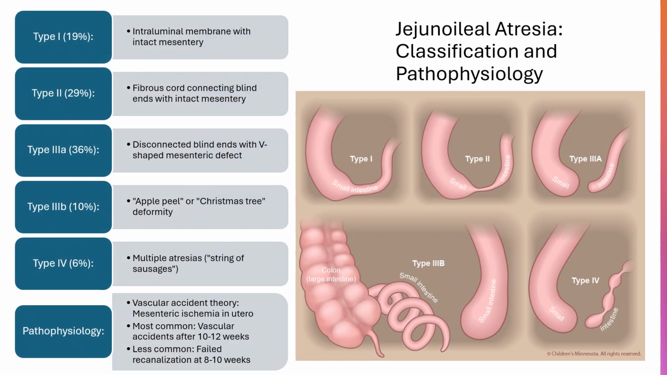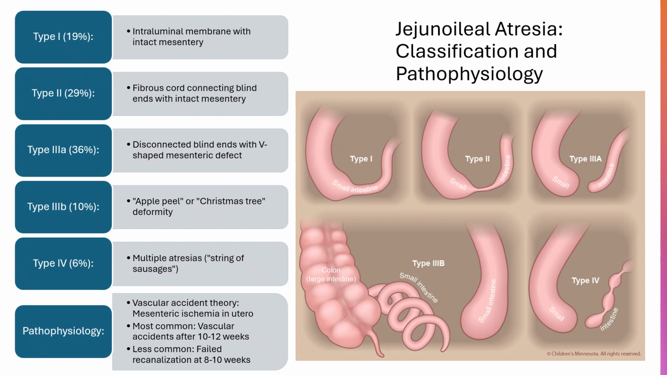Congenital atresias tell a different story than duodenal obstructions. While duodenal atresia stems from developmental failures during recanalization, congenital atresias result from catastrophic in utero vascular accidents. Think of them as bowel heart attacks that happen to the fetus. The classification system isn't just academic. It directly predicts surgical complexity and outcomes.